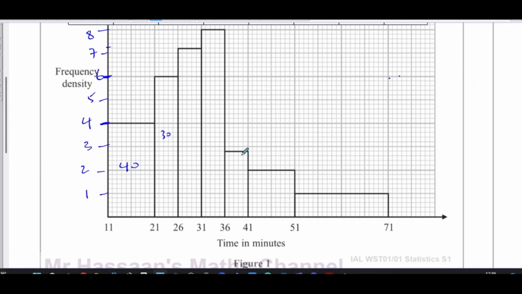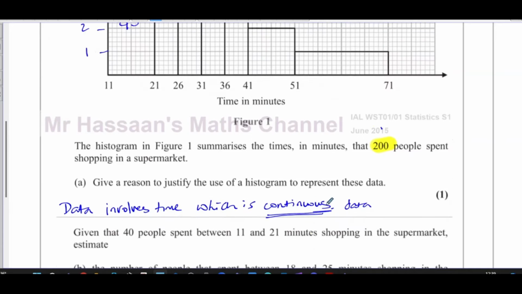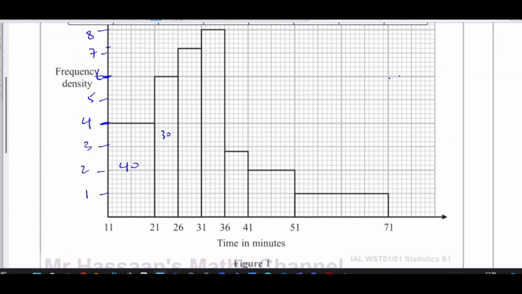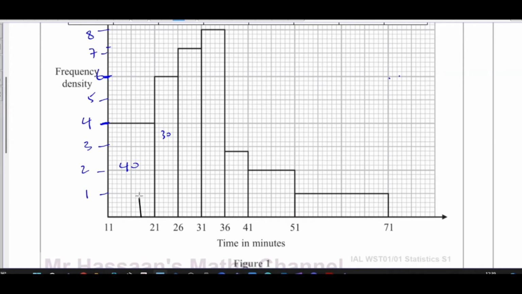But what we can do here is we can at least answer this part of the question. So we want to find the number of people that spent between 18 and 25 minutes shopping in the supermarket. So let's go to 18. Okay, 18 is going to be, that's 11. That's going to be 12, 13, 14, 15, 16, 17, 18. Okay, 19, 20, 21. So 18 is here. That's going to be 18 because that's 11 plus 5, that's 16, 17, 18.